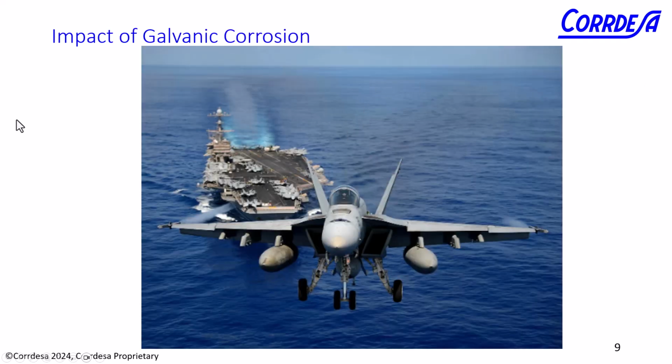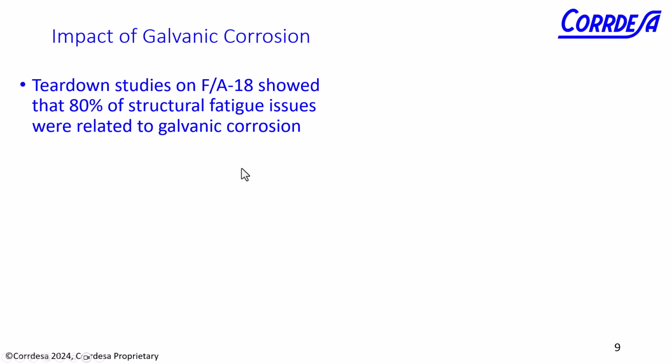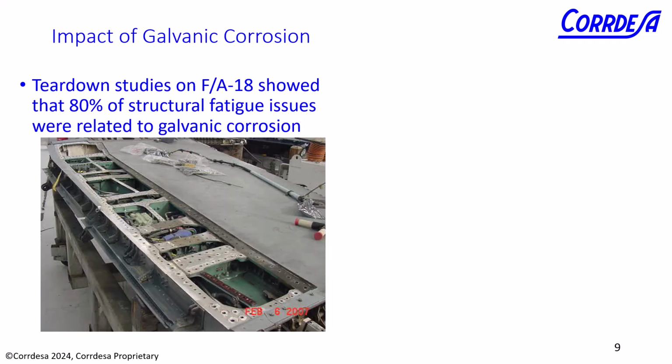Okay, so where do we start? There are many mechanisms of corrosion. One particular one was galvanic corrosion. The US Navy really had problems with this. It turned out that in teardown studies, it was shown that on the FA-18, more than 80% of the structural fatigue issues were related back to galvanic corrosion events. So obviously that was very important.